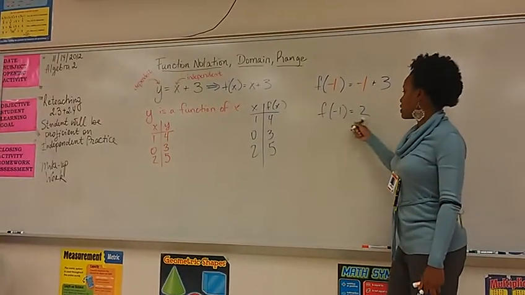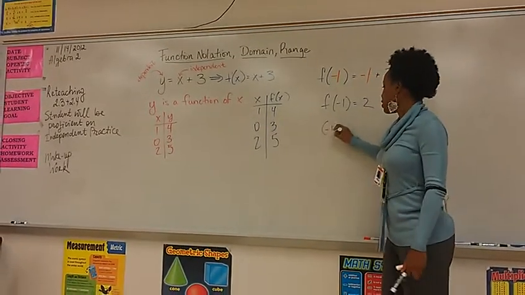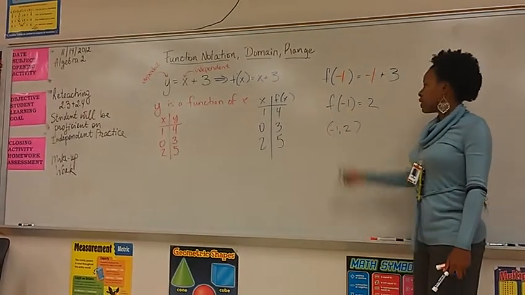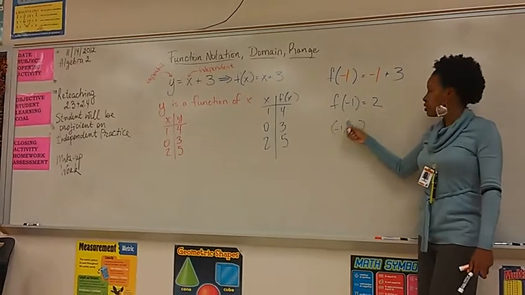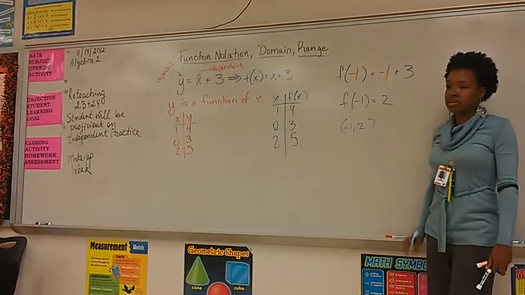And if you wanted to write this as an ordered pair, you would just write negative 1, 2. Negative 1 is what you plugged in for x. 2 is what you got for f of x.